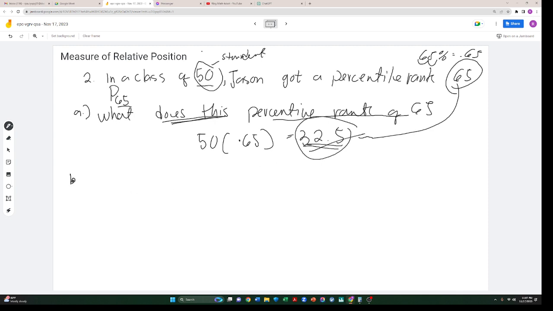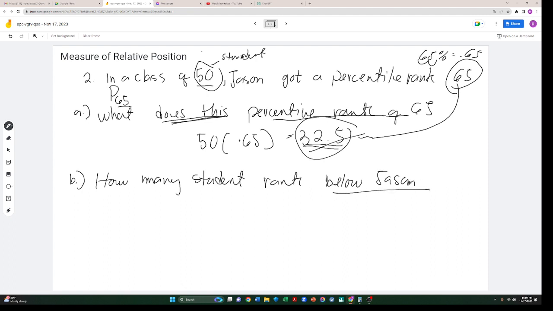Question number 2, letter B. How many students rank below Jason? So guys, how many students rank below Jason?